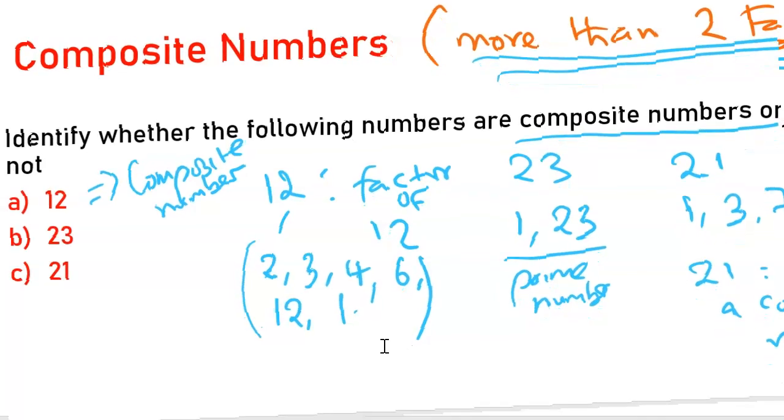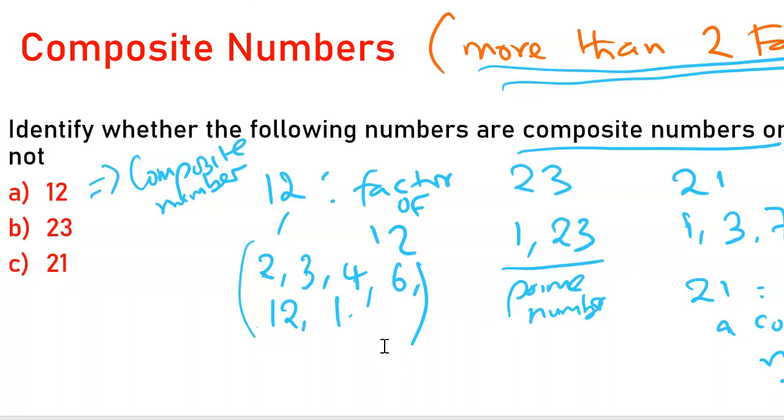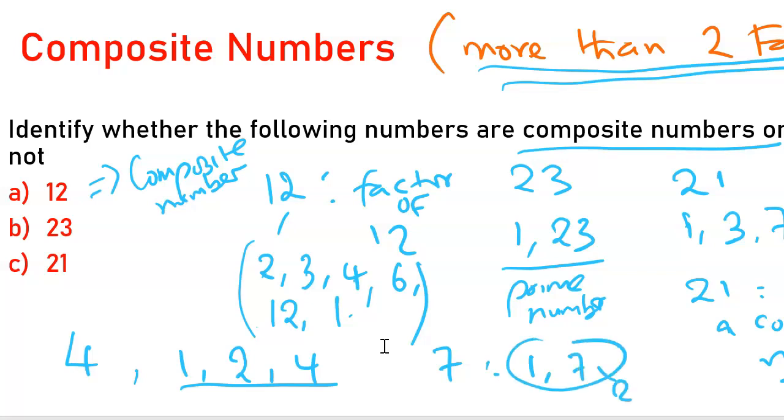So just to recap, a prime number is a number that has only 2 factors. That means it is only divisible by 1 and itself. A composite number is a number that has more than 2 factors. So, for example, the number 4 is a composite number. Why? Because 4 is divisible by 1, by 2, and by 4 itself, so it has more than 2 factors. But 7 is not a composite number because 7 is only divisible by 1 and 7 itself, so it has only 2 factors.